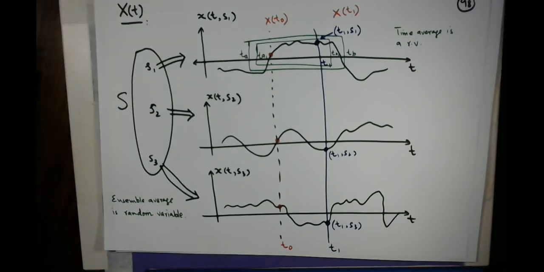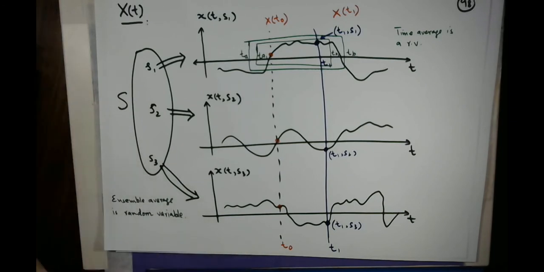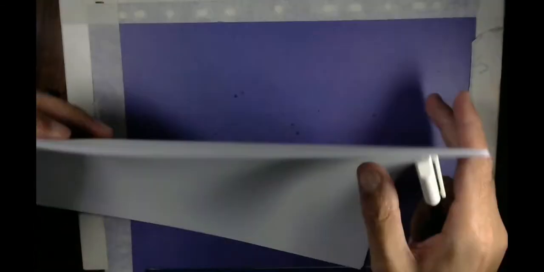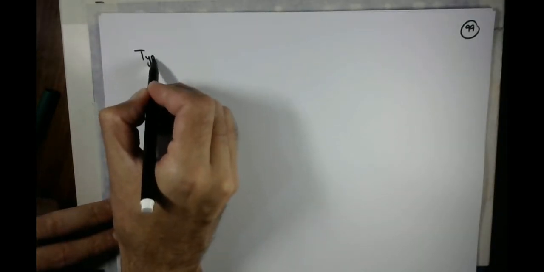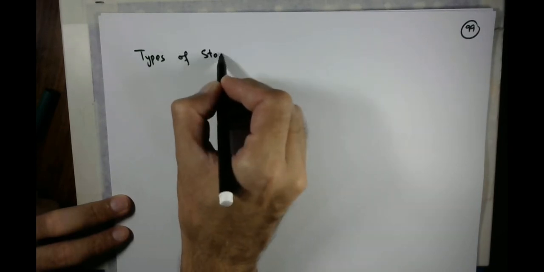So this was a quick look at only the initial basics of the concept of stochastic processes. I'll give you some hint on the types of stochastic processes. So my next small brief topic is types of stochastic processes.